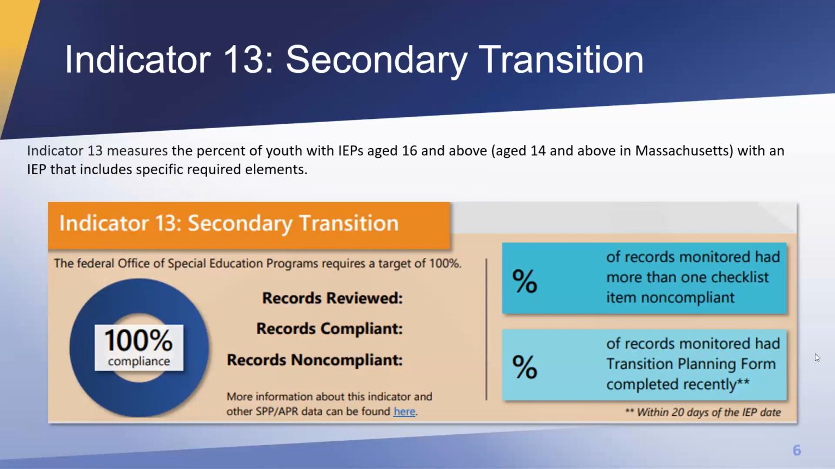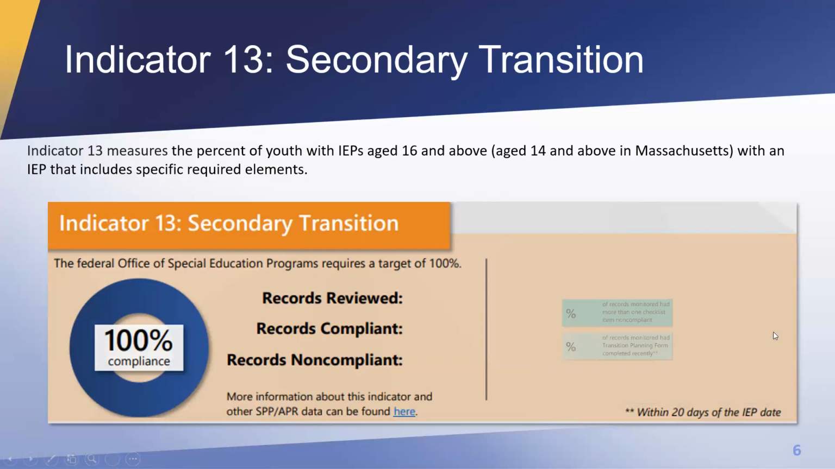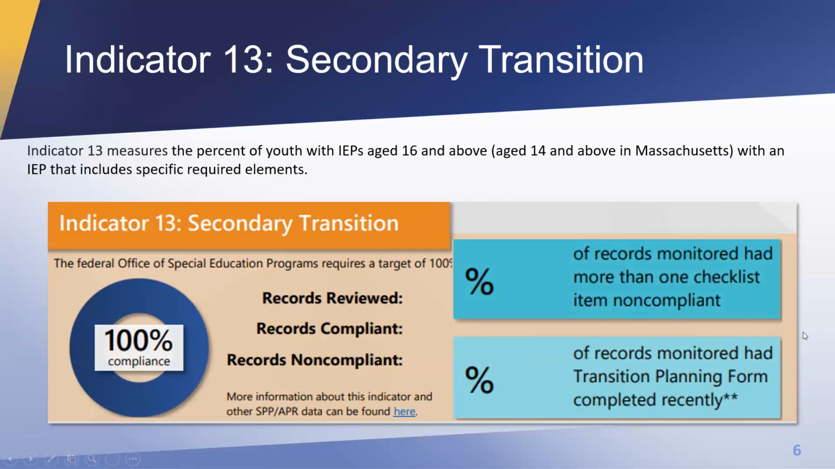Like indicators 11 and 12, the display for indicator 13 provides overall LEA compliance and then a breakdown of records reviewed. DESE provides additional data, and so there's a data field that can be enlarged to provide the LEA with that additional data analysis, which can be helpful if you're looking at your program.